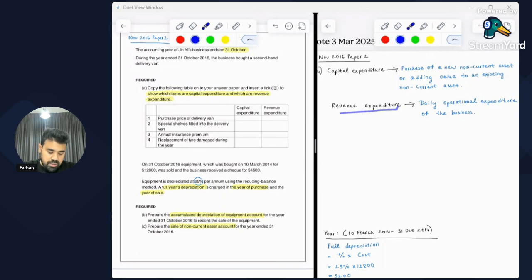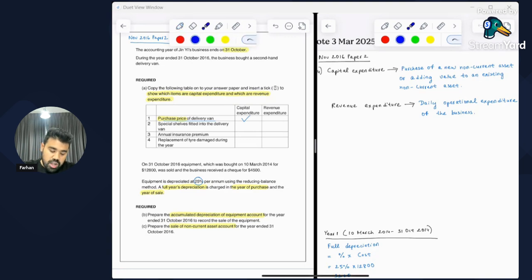All right. So let's look through the options that we are given and answer which are capital and which are revenue expenditures. Starting with the first one, purchase price of delivery van. When you're buying a delivery van, you're basically buying a non-current asset, right? And the purchase price is the cost of buying the non-current asset. Based on the definition we looked at earlier, it is a capital expenditure when we buy a new non-current asset, right? So therefore, the purchase price of a delivery van is what we would classify as a capital expenditure.